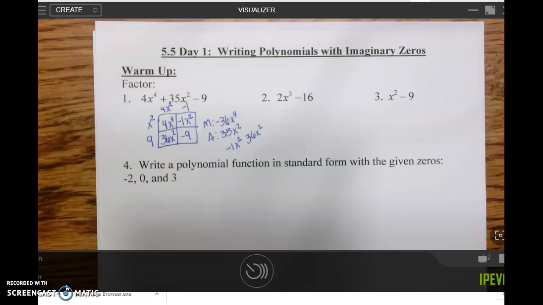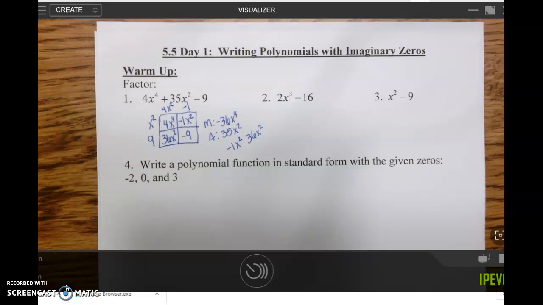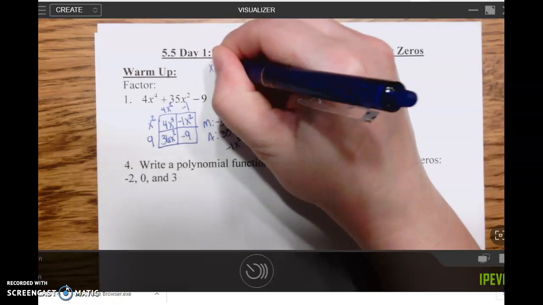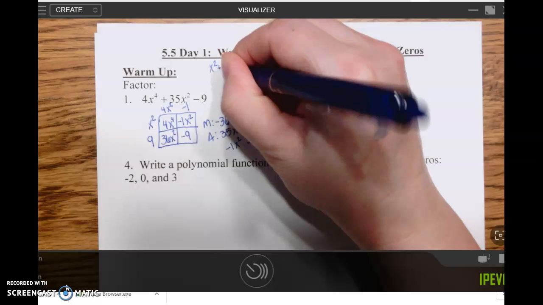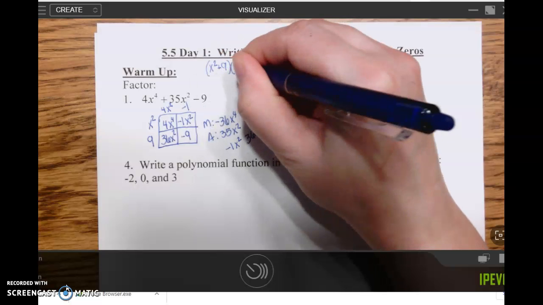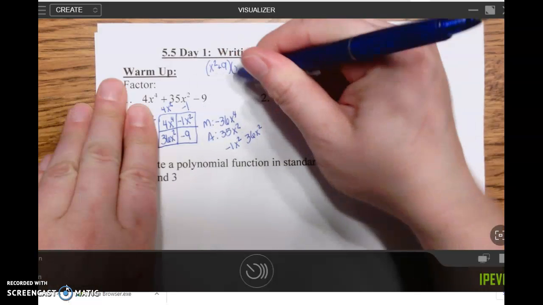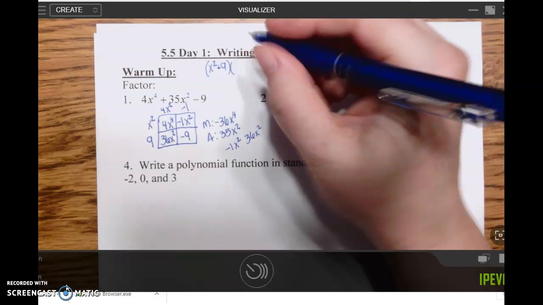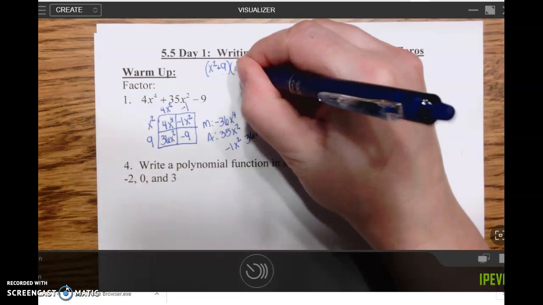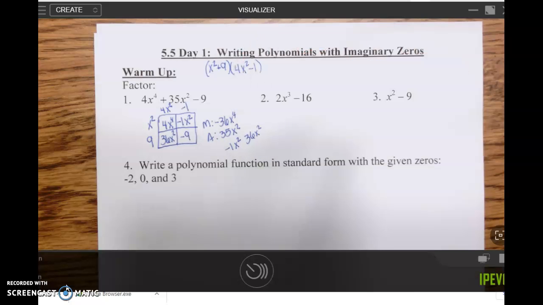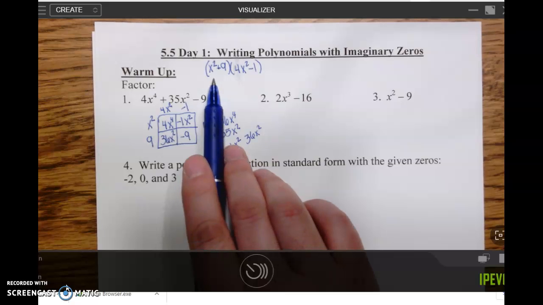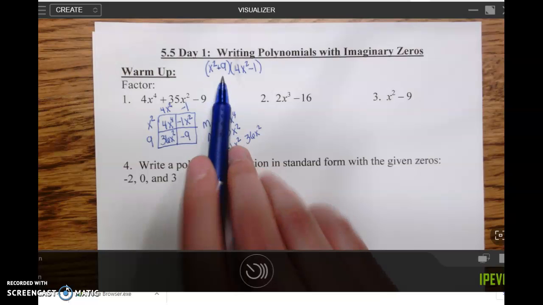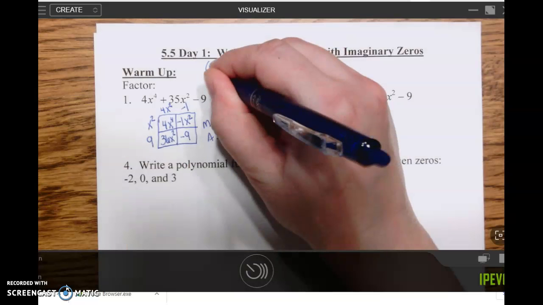And so for number 1, when I factor the first time here, I have x squared minus, or excuse me, x squared plus 9, not minus 9. It's positive 9 times 4x squared minus 1. Okay. And we know there's no special pattern for the sum of two perfect squares. There is a pattern for perfect cubes, but not for perfect squares. And so there's nothing I can do with x squared plus 9.